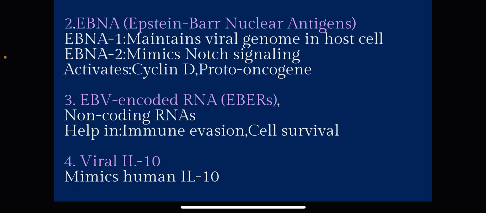Now comes the EBNA, or Epstein-Barr nuclear antigens. There are two types, which are EBNA1 and EBNA2. EBNA1 maintains the viral genome in the host cell. EBNA2 mimics Notch signaling. Notch signaling is the cell-to-cell communication pathway controlling cell differentiation, proliferation, and the fate decision of the cell.